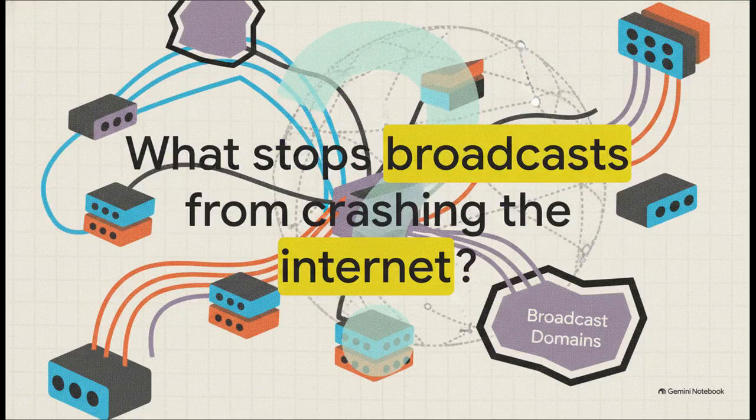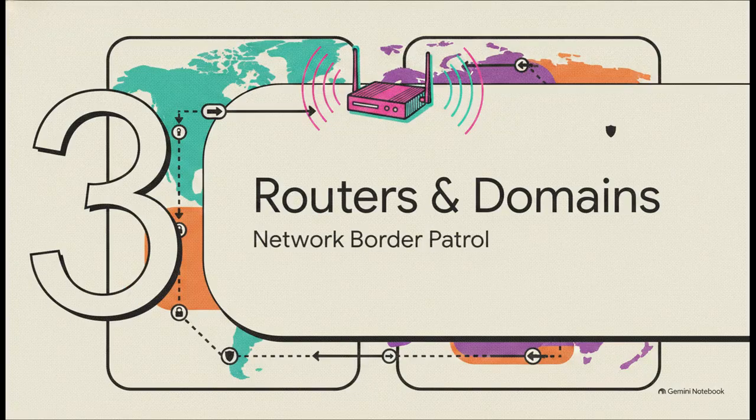But here is the massive architectural problem we run into. Because a switch blindly floods these broadcasts out of every single port, it creates one gigantic shared broadcast domain. So we really have to ask ourselves, if every switch on Earth just kept flooding these noisy broadcasts to every single connected device, how does this escalating avalanche of noise not just spill outwards and completely crash the entire global web?